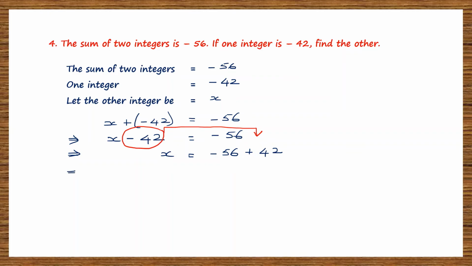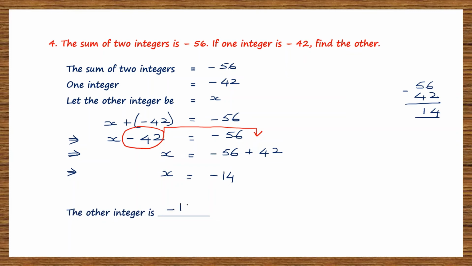So now we're going to solve for x. Now here we have minus and plus. When signs are different, put the sign of the bigger number and subtract. So subtract 56 and 42. 6 minus 2 is 4, 5 minus 4 is 1, we get 14. So x is equal to minus 14. So we have found the value of the other integer to be minus 14.